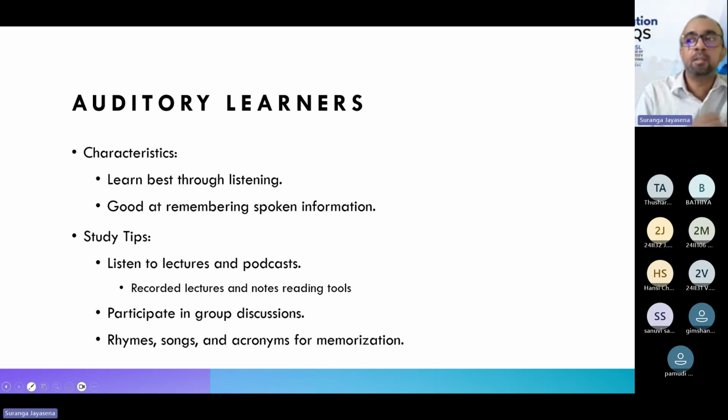Okay, so participating in group discussions is very important if you are an auditory learner. That is, if you can learn by listening to others, participate in discussions, and when you say something, it is also like listening. Okay, you are listening to yourself when you're saying something. So when you're participating in the discussion, you also have to say the things that come to your mind, right? And you may have used certain rhymes, songs and acronyms, right?